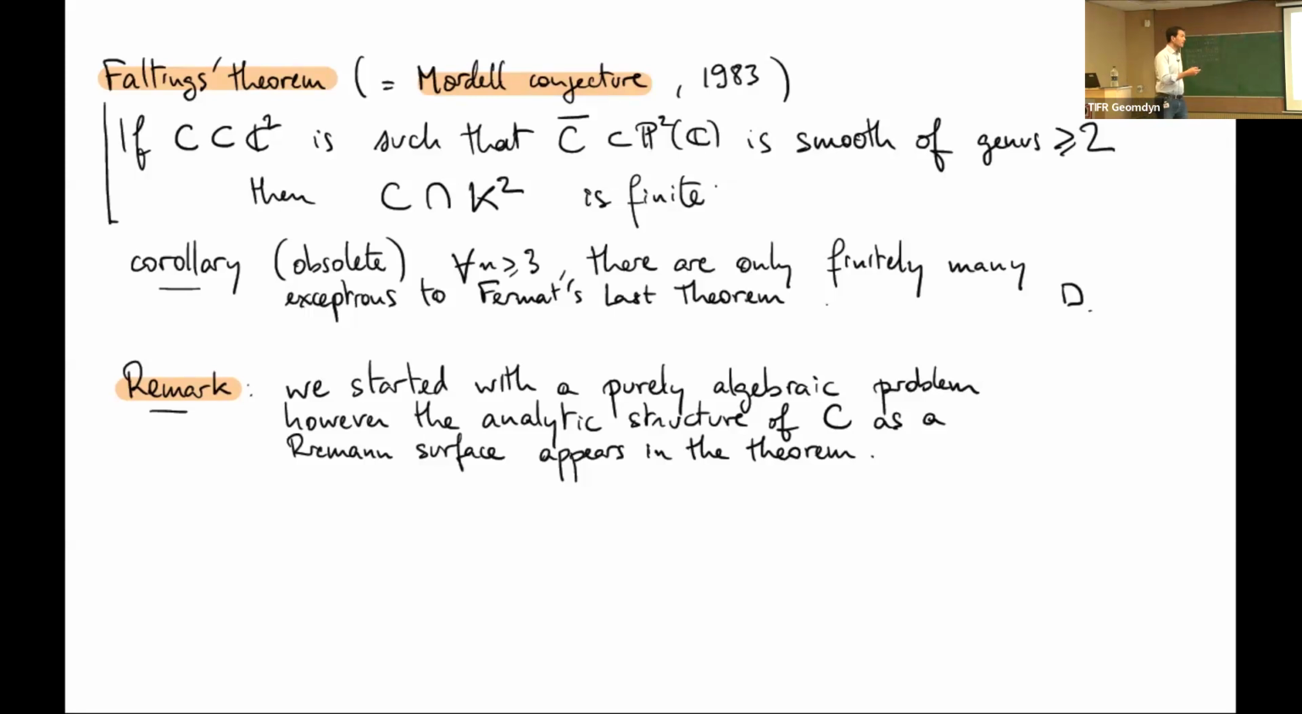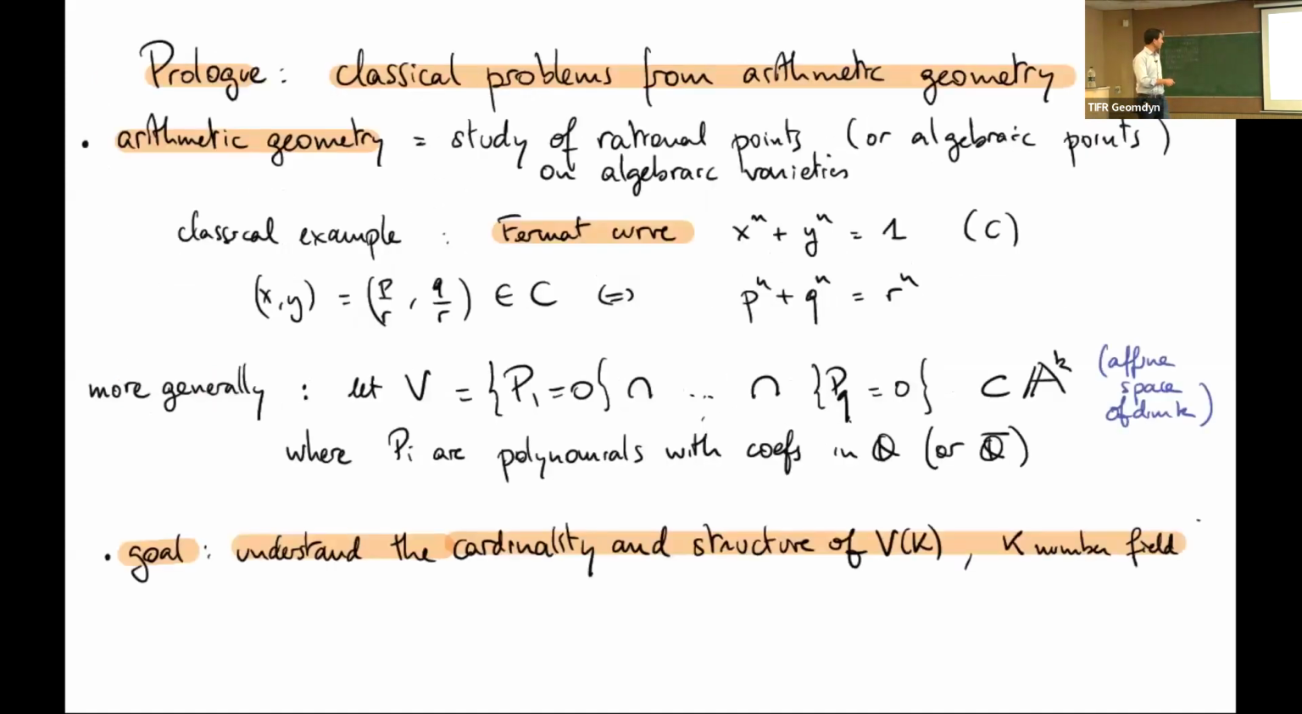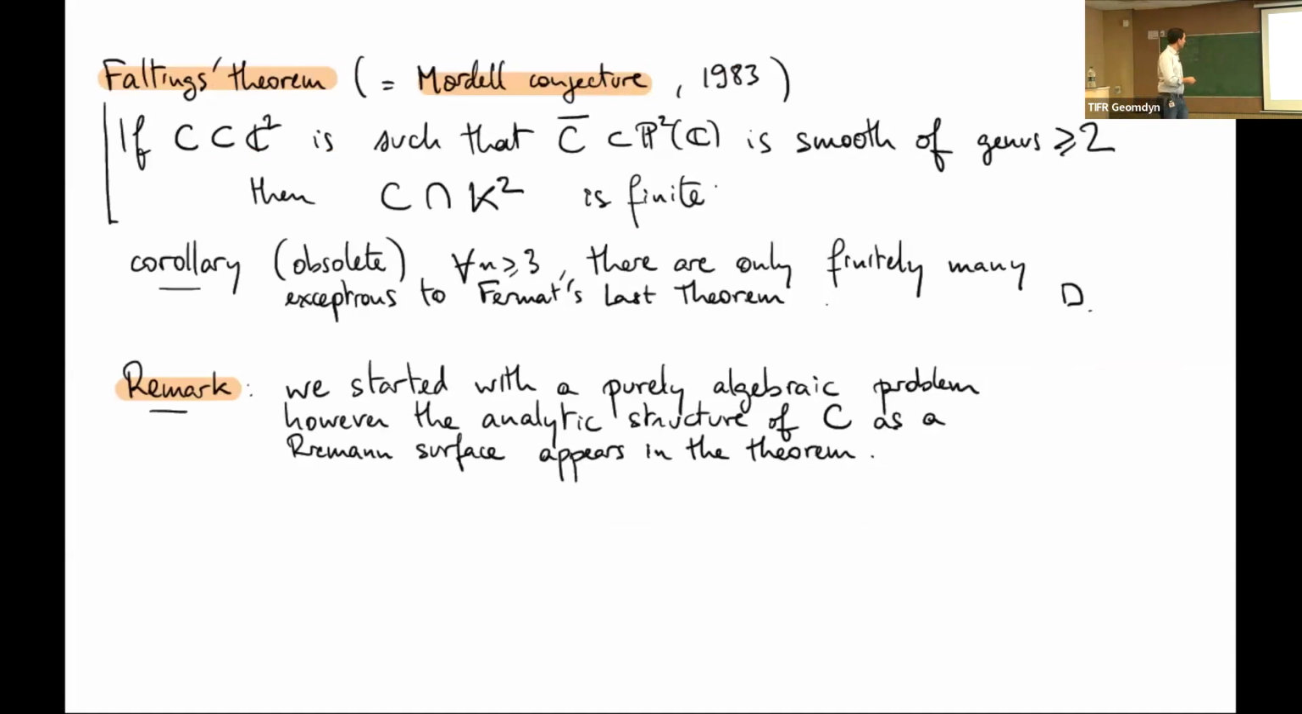A corollary of this theorem, which is now obsolete because the full Fermat's last theorem has been proven later, is that for every degree bigger than 3, this condition comes with the genus assumption. If you want to apply it to Fermat's last theorem, the curve is exactly this one, and this is a smooth curve, and for n bigger than 2 the genus is at least 2. So the corollary of Faltings's theorem is that there are at most finitely many exceptions to Fermat's last theorem in every degree. Now it's obsolete, but I think that back in '83 that was a big thing.